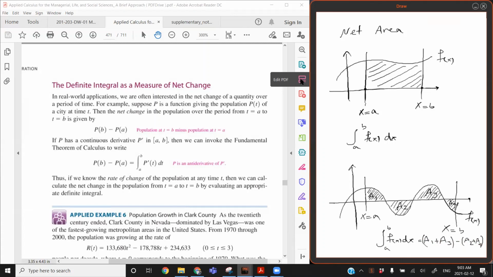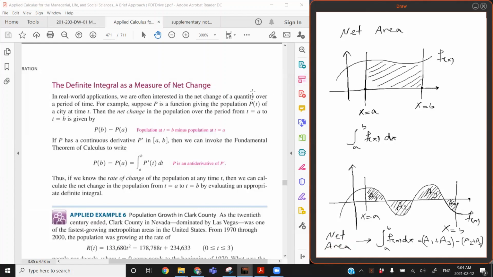So that's what I mean by net area. It's not the area trapped between the curve and the x-axis. It is the net area. It's the sum of the areas above the x-axis minus the sum of the areas below the x-axis. So do we understand the idea of net area? If f of x is positive, like in the earlier case, the net area is the area. But if f of x is sometimes negative, then the net area has a different meaning. Okay.